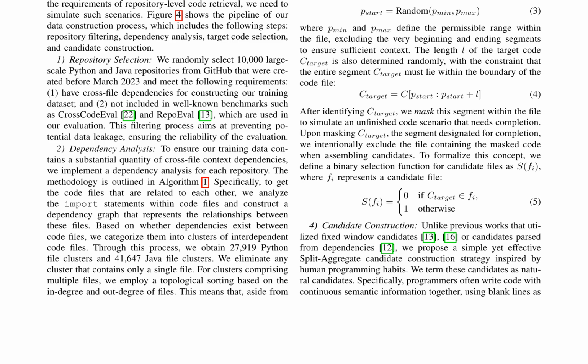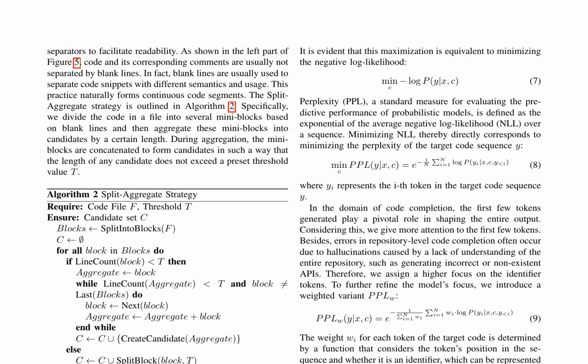Additionally, the authors highlight the importance of integrating both in-file and cross-file context in repository-level code completion. The split aggregate strategy is employed to divide code into mini-blocks based on blank lines and aggregate them into candidates. This approach ensures that each candidate's length does not exceed a preset threshold.